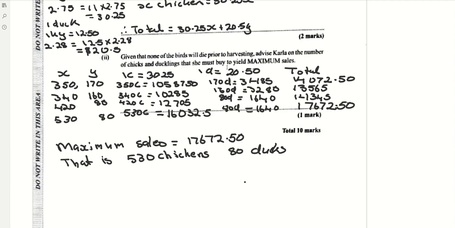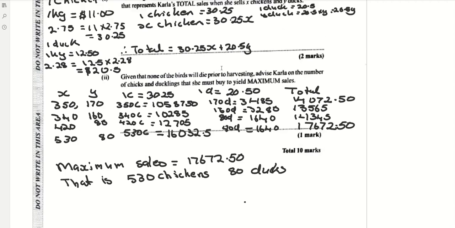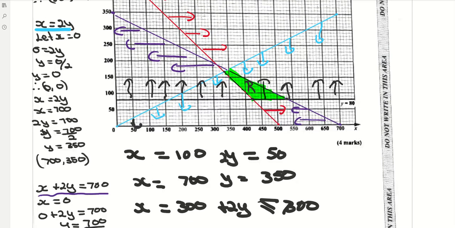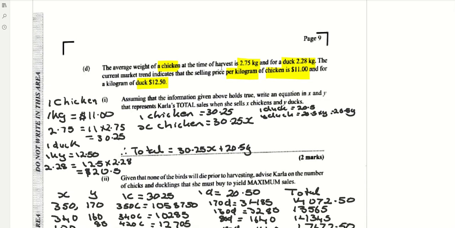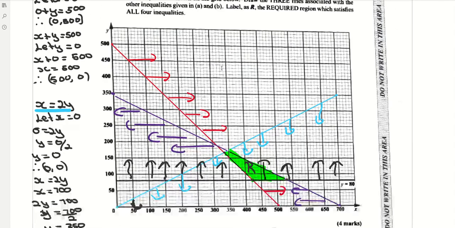Alright, this question here, you have to use a graph, okay? Given that none of the birds died prior to harvesting, advise Carla on the number of chickens and ducks that she must yield for her maximum sale. When they ask for your maximum sale, that means they want you to look where all these inequalities intersect, that is this R region here. So you would take the vertices, each vertex being where two lines intersect.